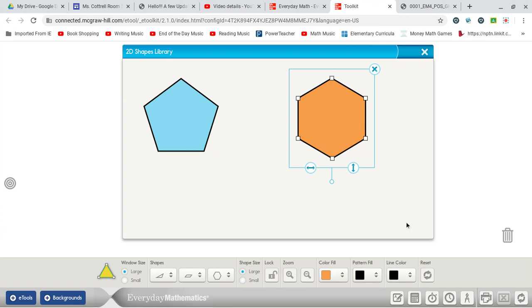All right, so we're going to use all of this information from yesterday and today to help us with our math lesson on shapes today.